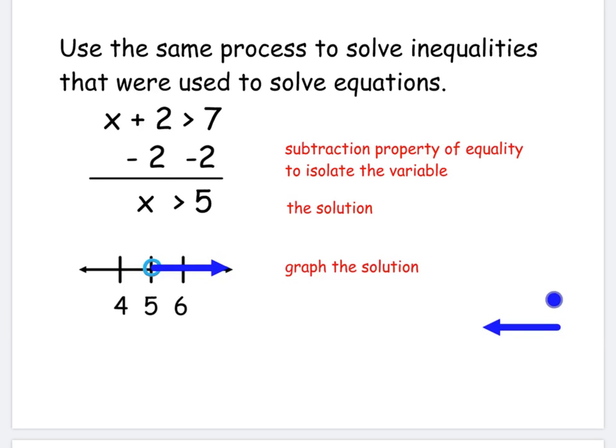This slide has exactly the same work, except you can see that this, just like an equation, can be justified. The first and only step that we did was to subtract 2 from both sides. Since we did it to both sides of the inequality symbol, it is still a property of equality. So our justification for subtracting 2 from both sides is the subtraction property of equality, and we did it to isolate the variable. The x is greater than 5 is our solution, and I also showed you the graph of the solution. The circle is at the 5. This circle is not filled in because it's just greater than, and because x is greater than 5, the arrow is pointing towards the right.